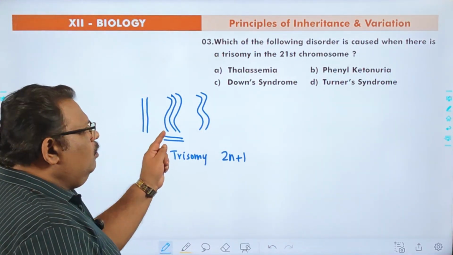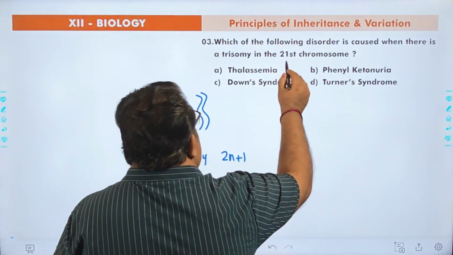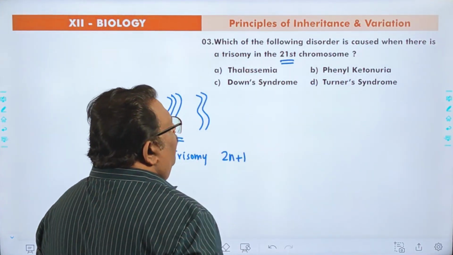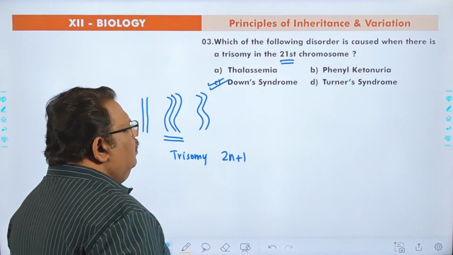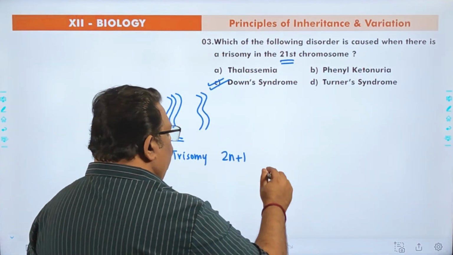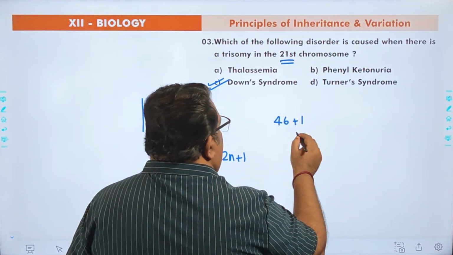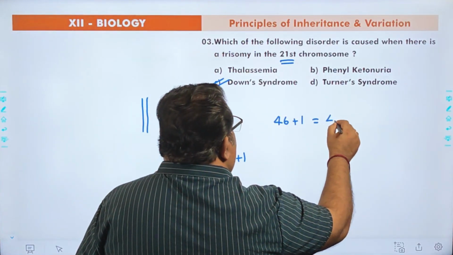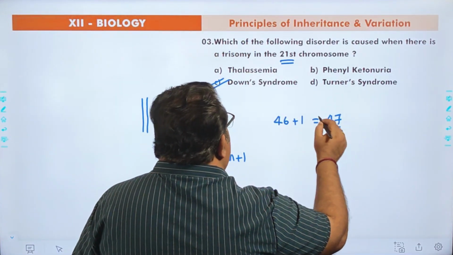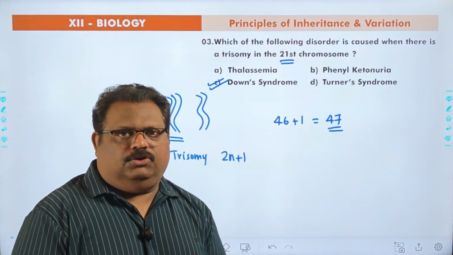So if the trisomy occurs in the 21st chromosome, it is called 21st trisomy, and that is represented by Down's syndrome. In the case of Down syndrome, the total number of chromosomes will be 46 plus 1. The additional chromosome occurs in the 21st set, so that the total number will be 47, and mental retardation results, and that syndrome is called Down's syndrome.